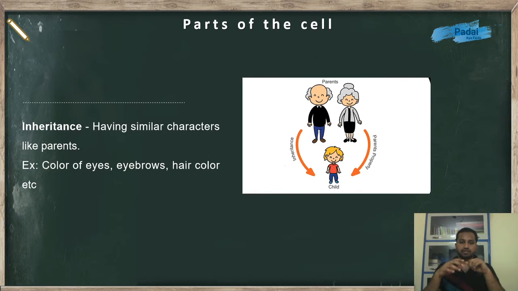Here I have given a small example of how the characters of parents will be inherited by their son or daughter. Inheritance is nothing but having characters similar to the parents, right? For example, as we have discussed, the color of eyes, eyebrows, hair color, and so on, right?